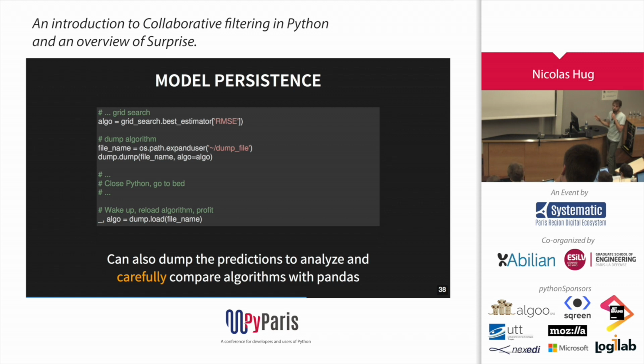And you can dump your algorithms if you want. Let's say you have run some grid search and you get your best algorithm. You don't want to lose it, so just dump it on the hard drive and then come back later to use it. You can also dump the predictions. That's actually very useful. If you run an algorithm on a set of predictions and another algorithm on the same set of predictions, then you can use pandas to compare the two algorithms. The fact that the two data frames will have the same indexes allows you to do some nice queries, such as, okay, give me the predictions when this algorithm has an error of, I don't know, 5, and when this one performs better than this one, etc. So you can really have a nice comparison of your algorithms this way.